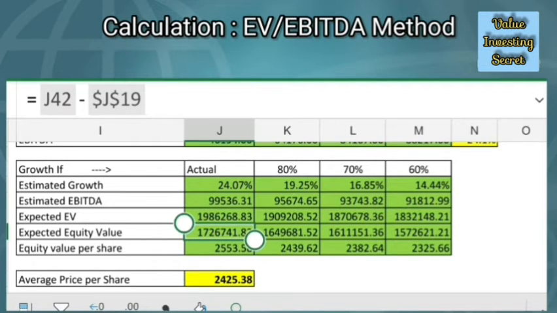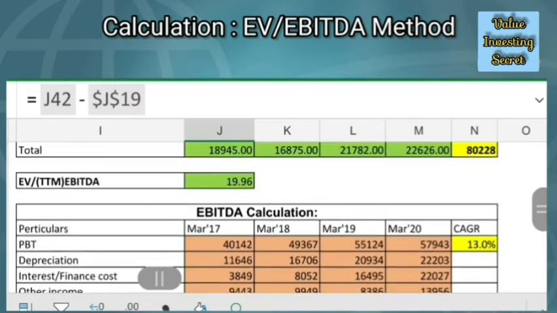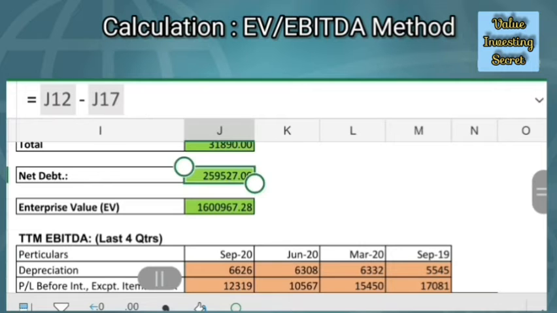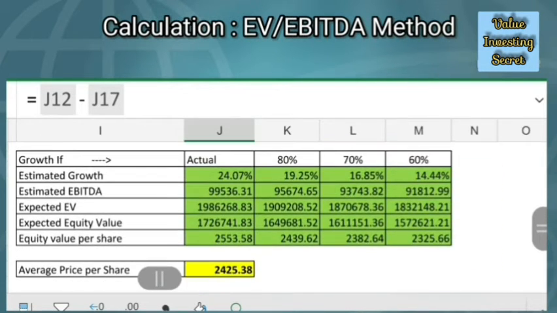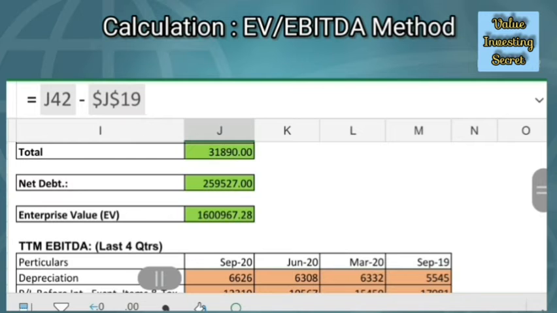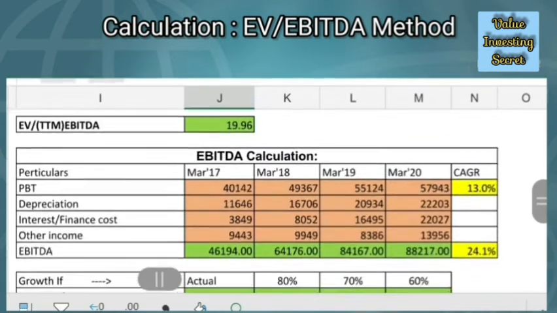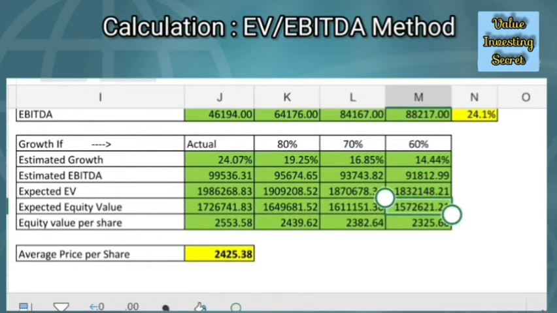Then expected equity value we can calculate using the formula. So that is expected EV minus net debt. This is the formula for expected equity value. I repeat, the net debt has to be subtracted from expected EV, then we will get the expected equity value. It is applied for 80, 70 and 60% scenarios.